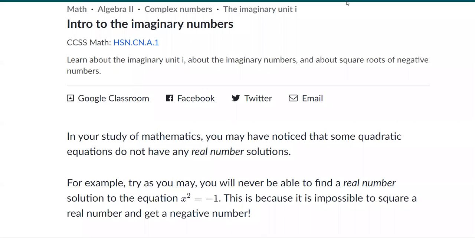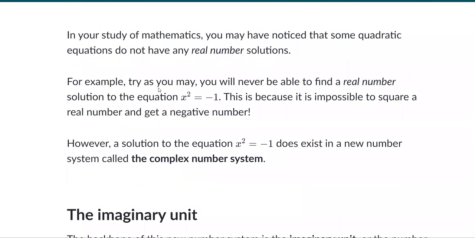Our next unit of study is going to involve imaginary numbers, and I want to start just by reading an article found on the Khan Academy website. It's called Intro to the Imaginary Numbers. I'm just going to read over this and you can read along with me.